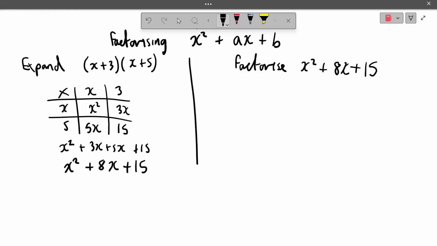Now, let's have a little closer look at this bracket. Obviously, you have your x squared, but here we have a 3 and a 5. And what we can do is, at the bottom, the 15 you see here, that's what we're going to times together. So 3 times 5 is 15. Well, this bit here, the 8, is what we add to make. So 3 plus 5 is 8.